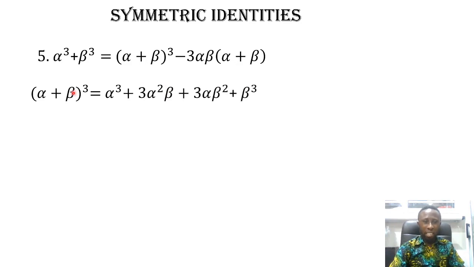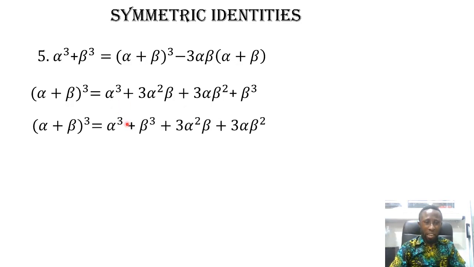Alpha plus beta cube. So if you expand this, you get this. How will we get this? Yes, this one you can use your Pascal triangle binomial theorem. Coefficient will be 1, 3, 3, 1, right? Or you can just simplify this. You can start from alpha plus beta square. The answer that you get, you multiply by alpha plus beta. You get this expression too. So you can try it, okay? Let's continue.